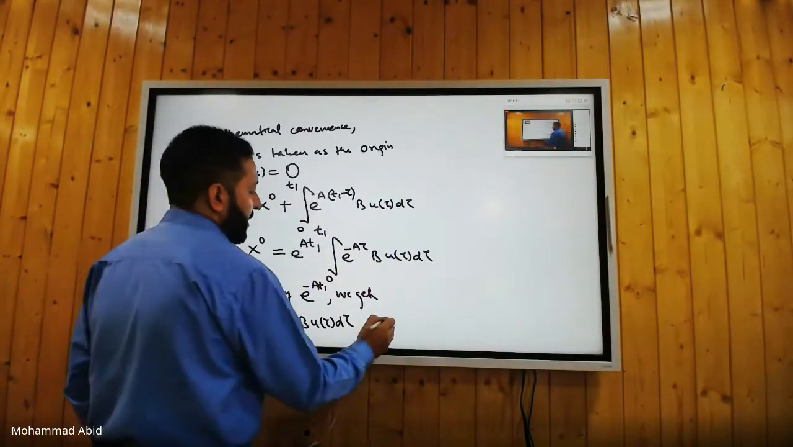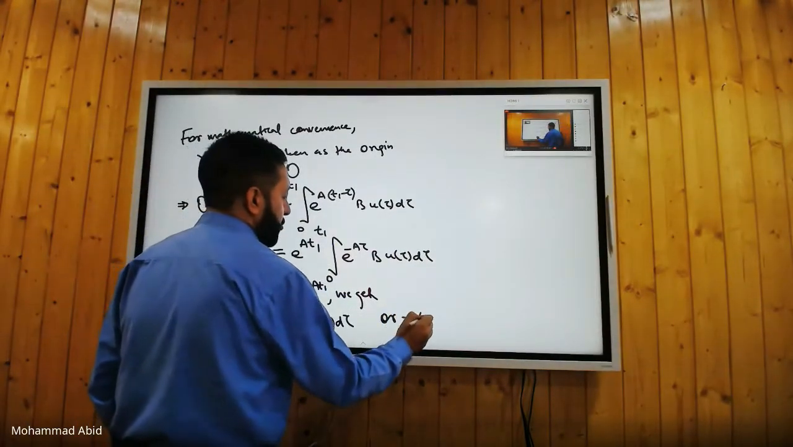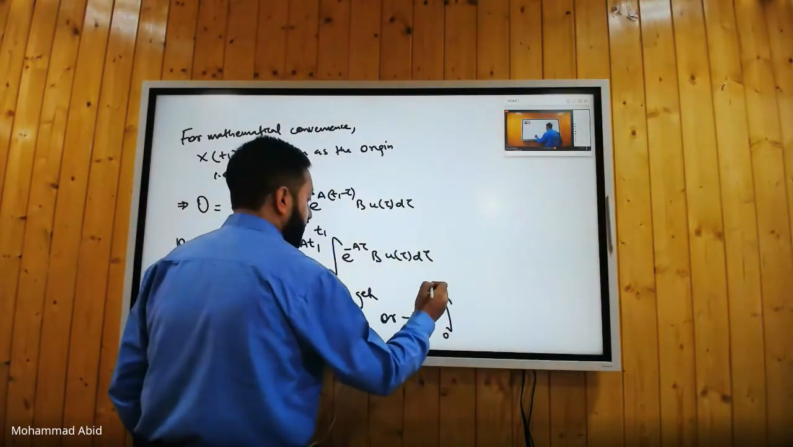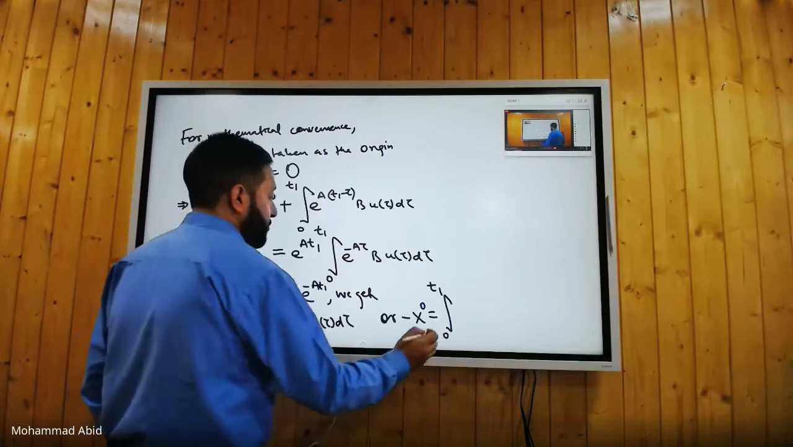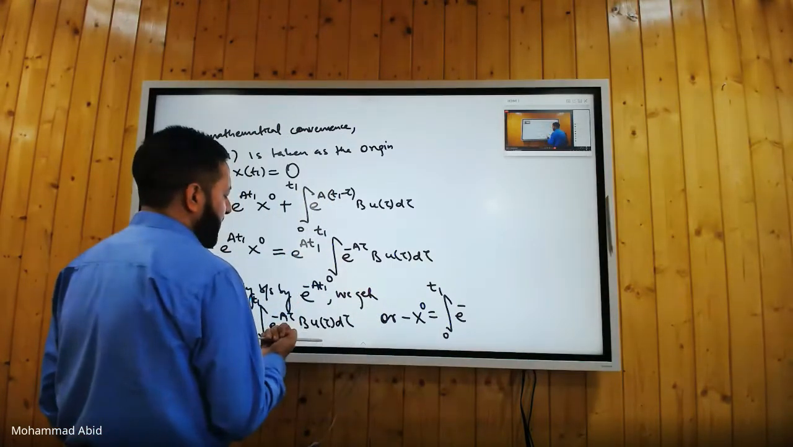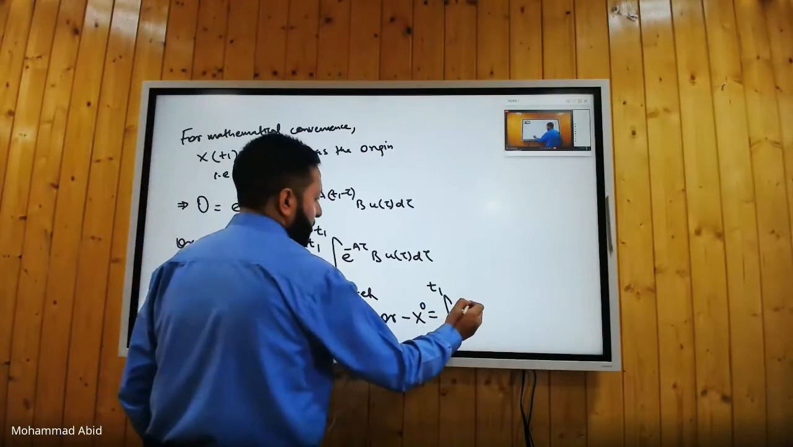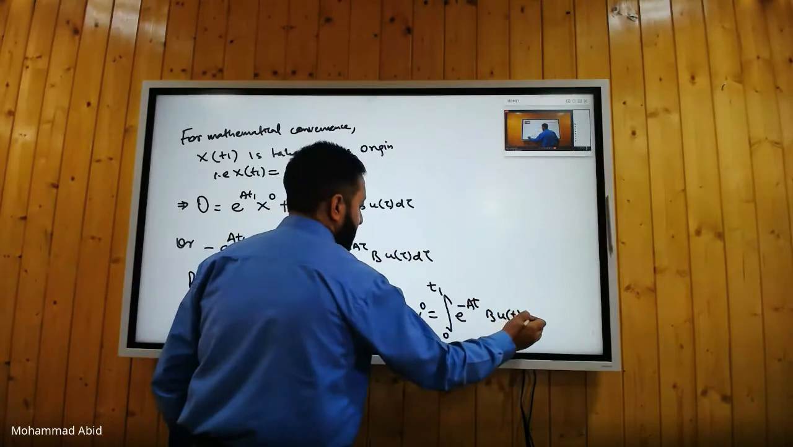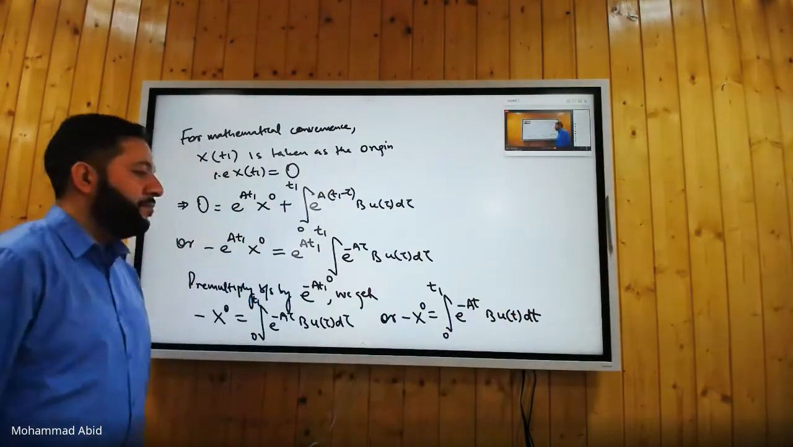Or I can write it as minus x0 is equal to the integral from 0 to t1 of e^(-A t) B u(t) dt, now I can change this tau to t, a change of variable. Is that okay?